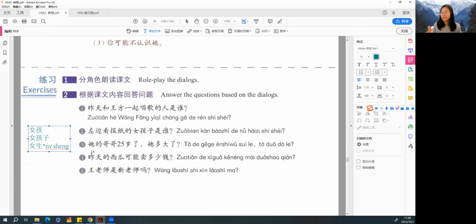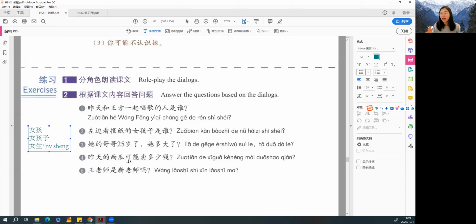Then the question number 3. 他的哥哥25岁了，他多大了？ So we know that from the text it should be something like 3 years older, right? 3 years, then it should be 25 minus 3 should be 22. So 他的哥哥25岁了，他22岁了。How they ask, how we answer.